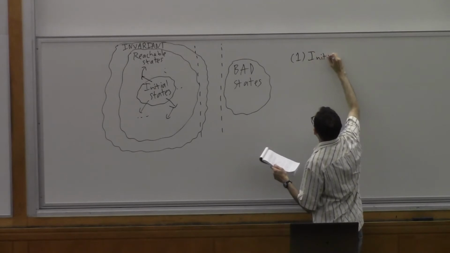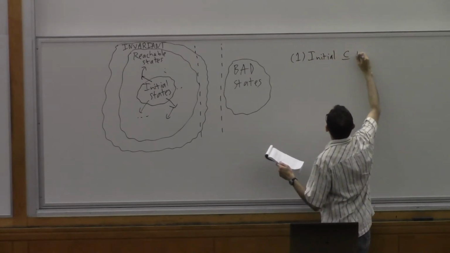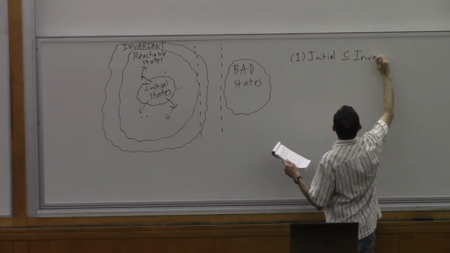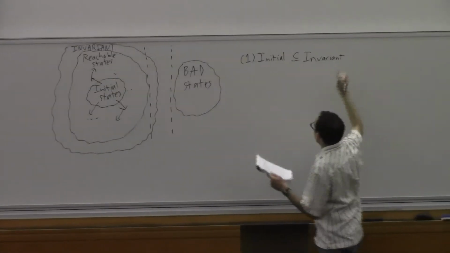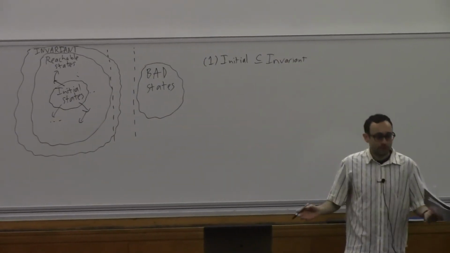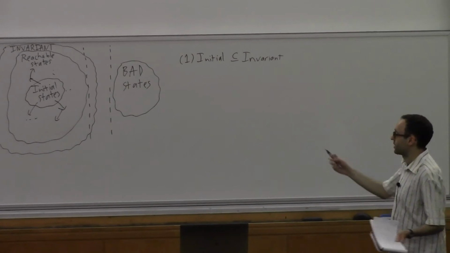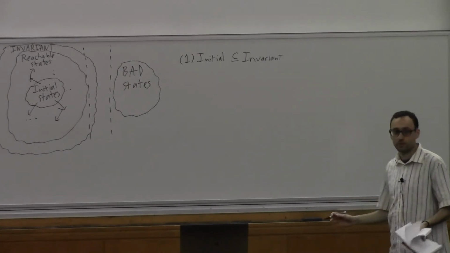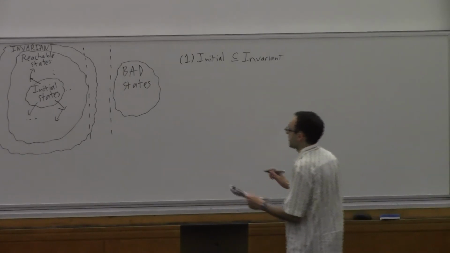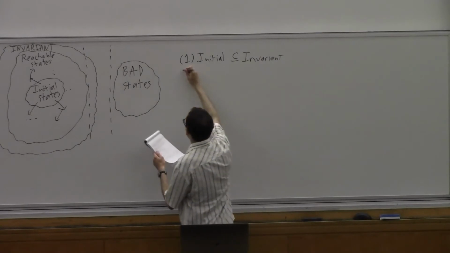every initial state is also inside of the invariant. These properties are going to be sort of visually obvious from the way I've drawn it, but it's helpful to formalize them also. So every initial state is also contained within the invariant.